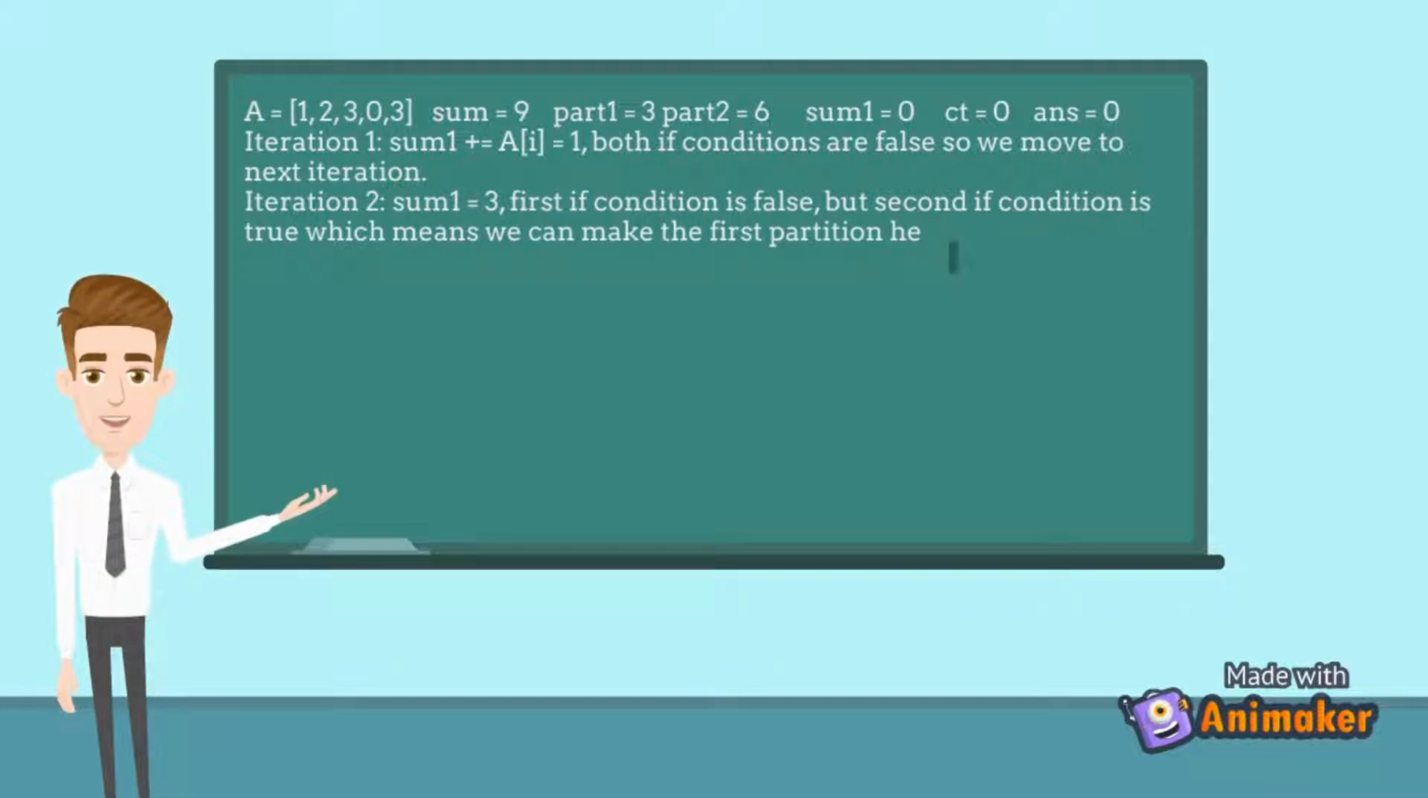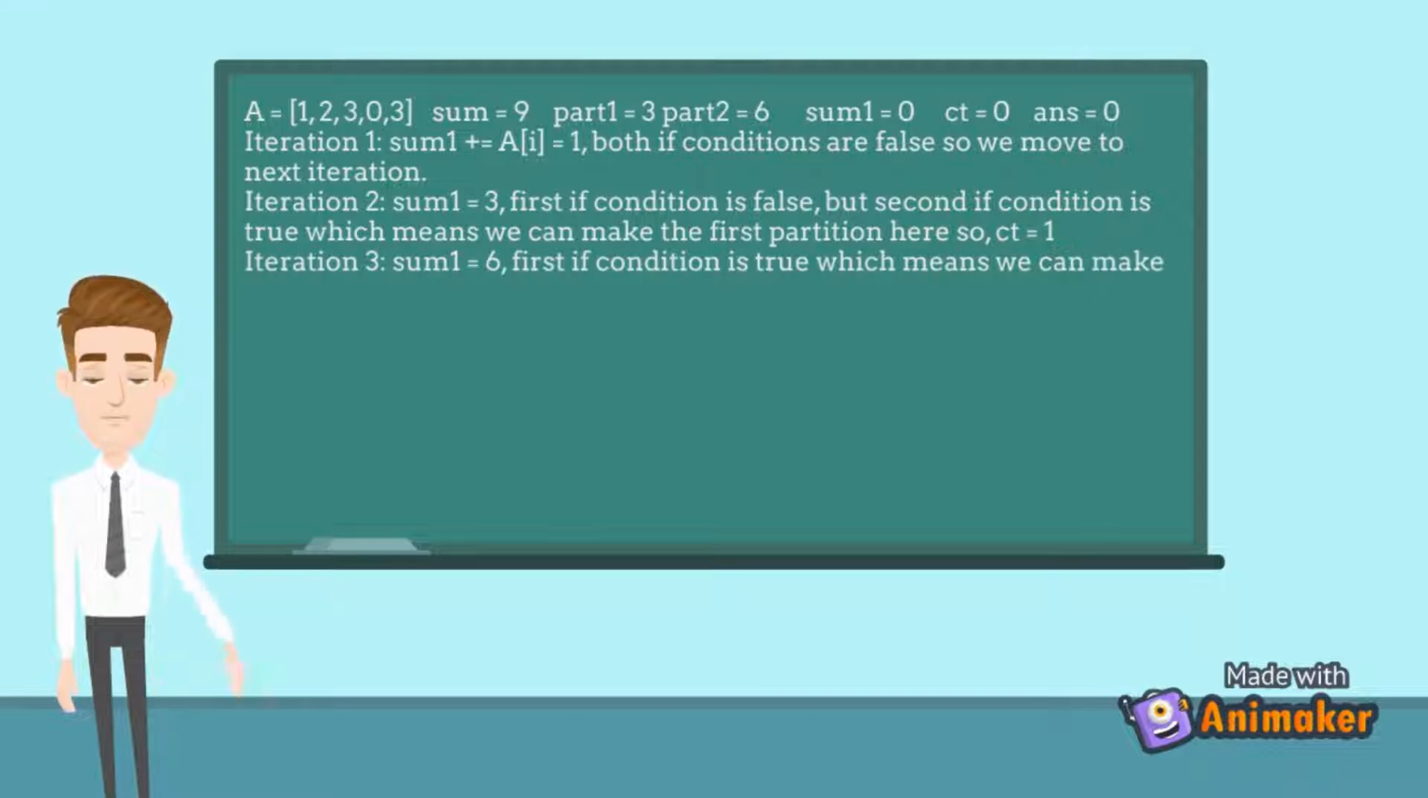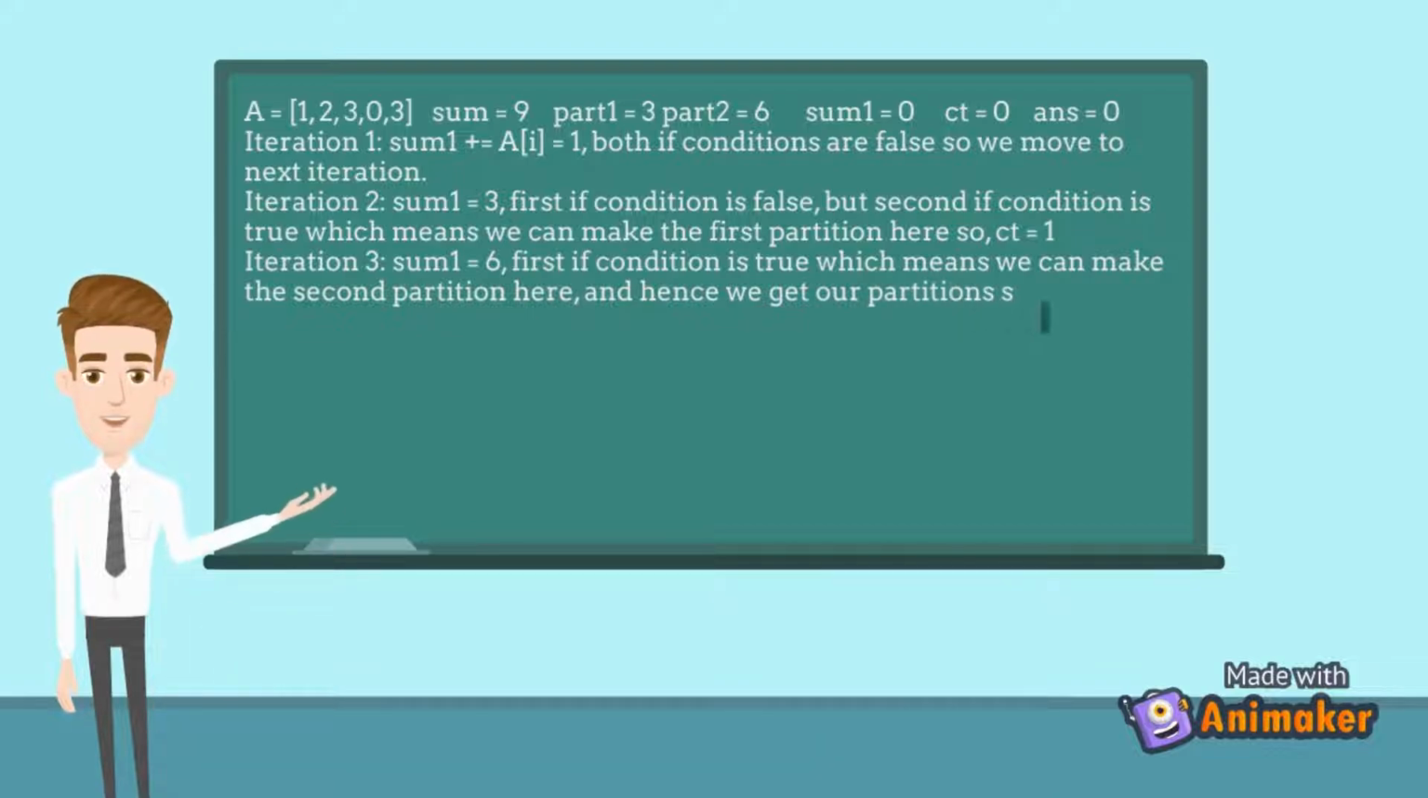So we move to next iteration. In iteration 2, current sum will be equal to 3. Since current sum is equal to part 1 sum, we can say that we can make first partition here. So we add 1 in count variable. In iteration 3, current sum will be equal to 6. Since current sum is equal to part 2 sum, we can say that we can make second partition here. Also we can say that at this point we get 3 partitions having equal sum. So we add the count variable to final answer variable, which makes it equal to 1.